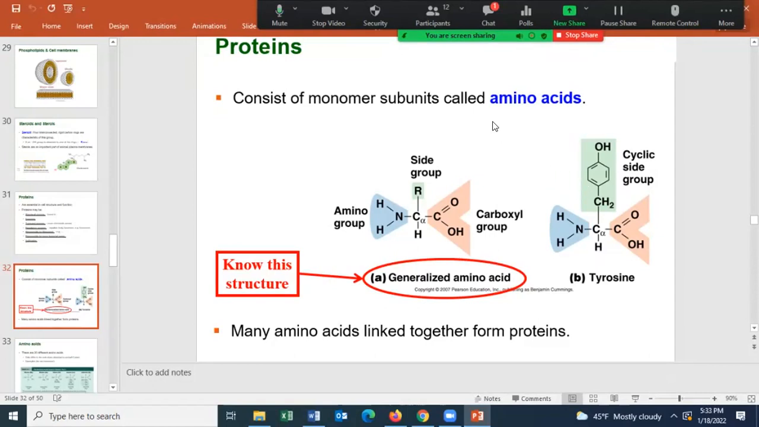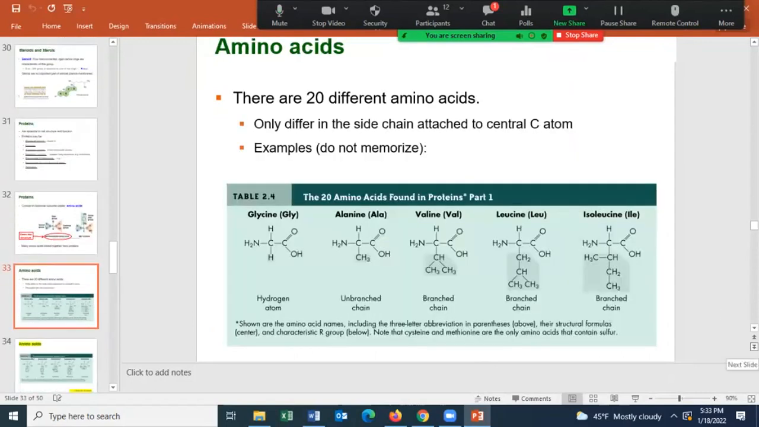Proteins are made up of amino acids, and you have many amino acids which are linked together to form the protein. As I mentioned, there are 20 different amino acids. You don't need to memorize this slide or the next one. These are just showing you the different R groups. The simplest R group is simply hydrogen, which is in the amino acid glycine. And so that R is simply a hydrogen.